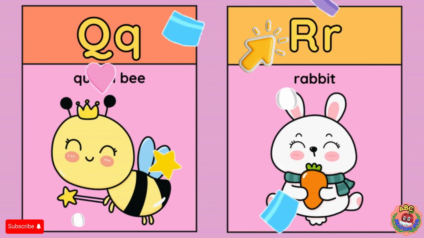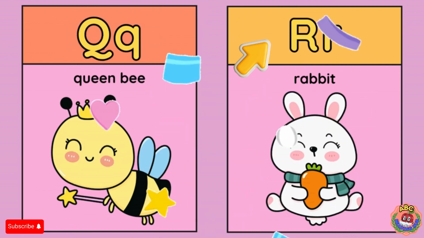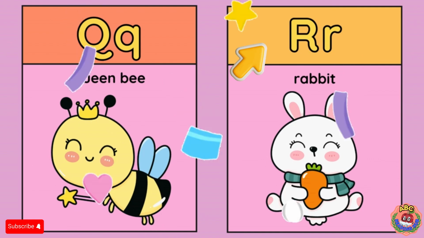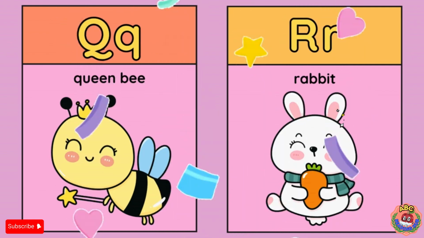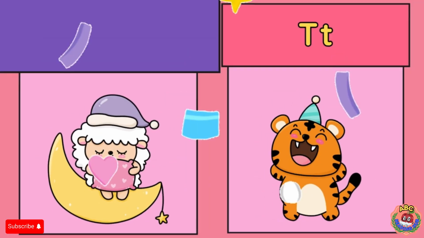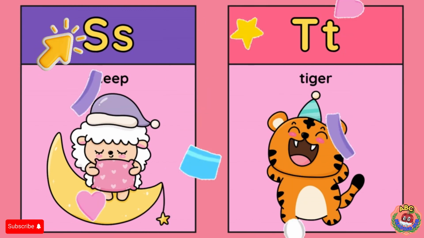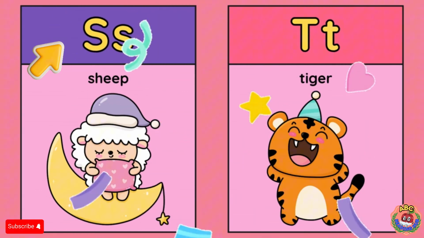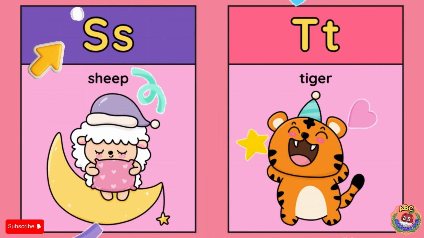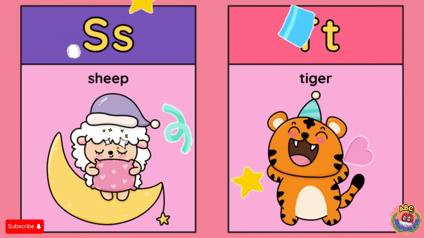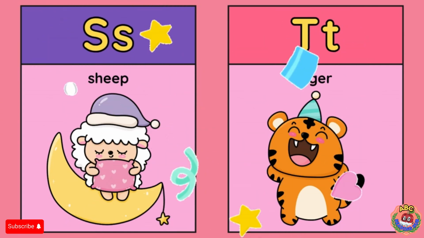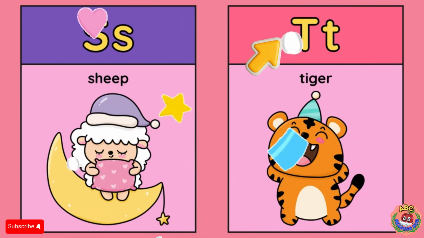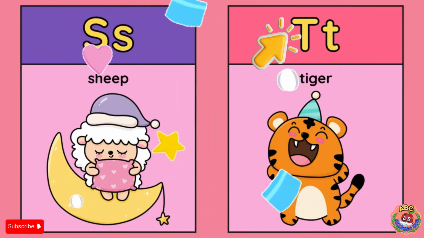The letter R. R is for rabbit. Rabbit. The letter S. S is for sheep. Sheep. The letter T. T is for tiger. Tiger.